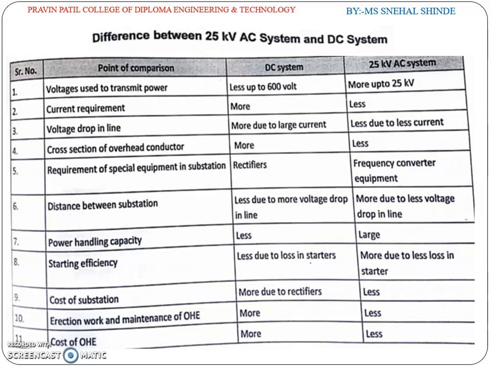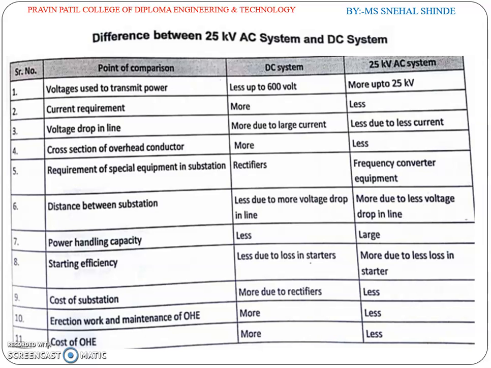So the points of comparison are voltages used to transmit power. For DC system it is less, up to 600 volt. For 25 kV AC system it is more, up to 25 kV. Second point is the current requirement. It is more in DC system and it is less in 25 kV AC system.